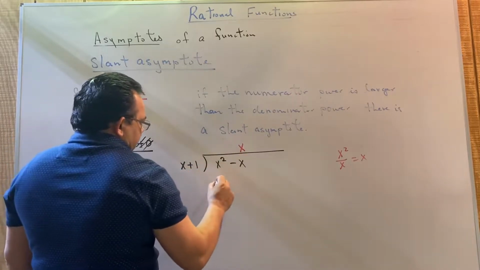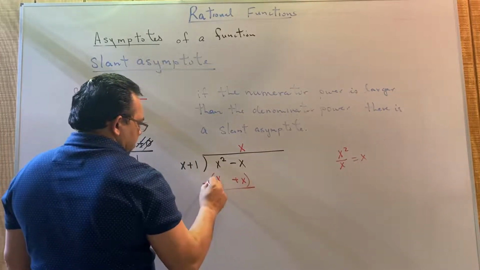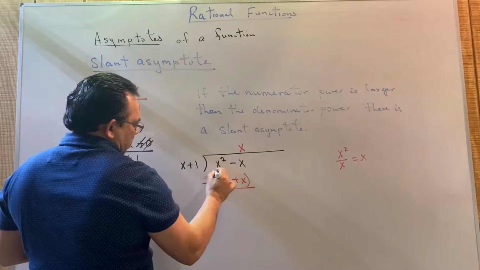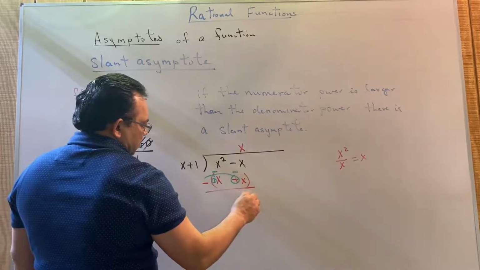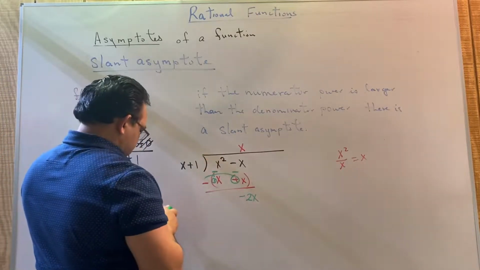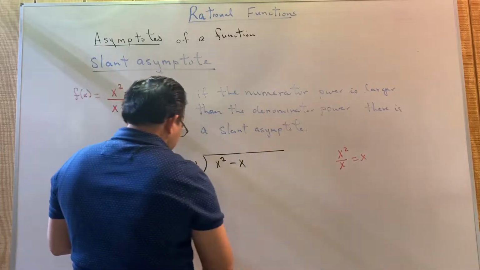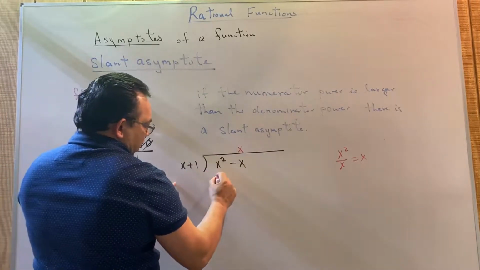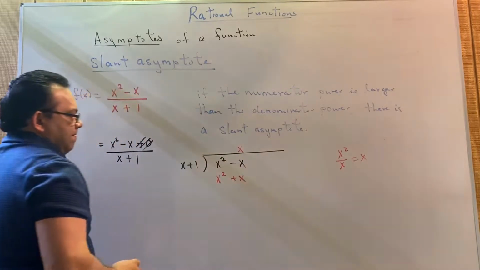Let's redo this here because I made a little error. This will be x. x times x is x squared. I had put x a few seconds ago. And x times 1 is plus x. Okay?